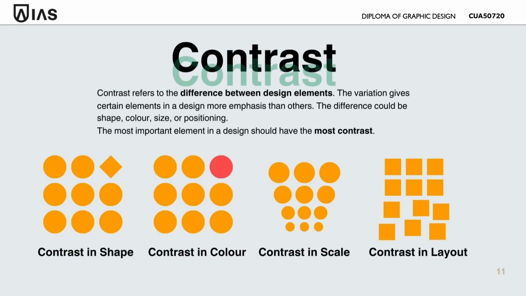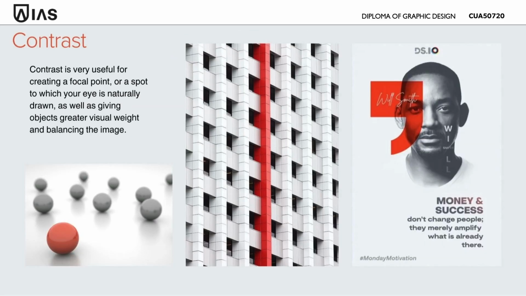Now on to contrast. Contrast refers to the difference between design elements. The variation gives certain elements in design more emphasis than others. The difference could be shape, color, size, or positioning. The most important element in the design should have the most contrast. Some examples for us to discuss.